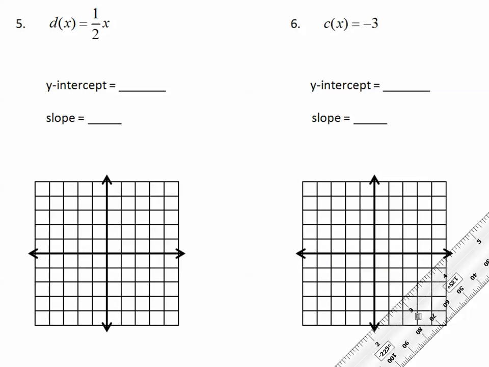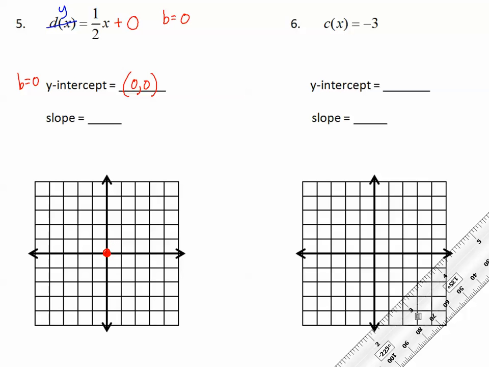Two more. D of x equals 1/2 x. This is again like saying y. Where do I start? Begin with b, but I don't see b. There's nothing here. What am I adding when I don't see anything? That's right, 0. So b is 0. My y-intercept is 0, 0. When I have to add something that's not there, I'm adding 0. So I begin at 0, 0.